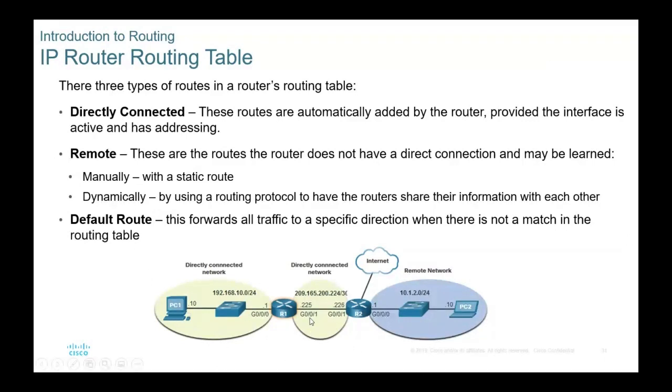So here, if we take this picture, probably better than my example, router 1 is connected to this network and this network. So these two are directly connected. But this network, which is connected to router 2, is what's called a remote network. It doesn't know about this network unless router 2 tells it with a routing protocol.